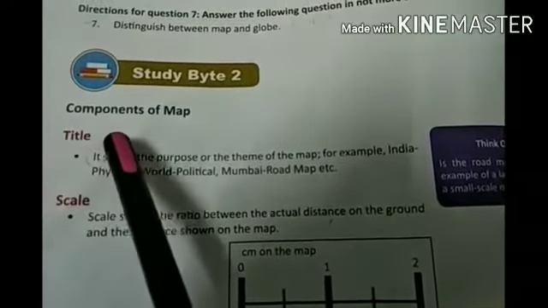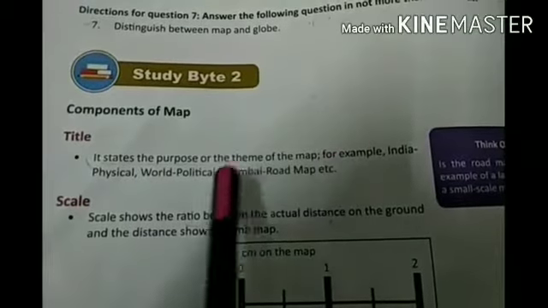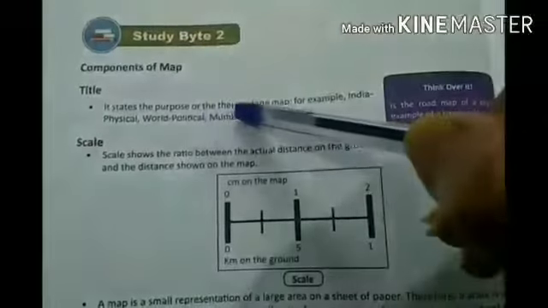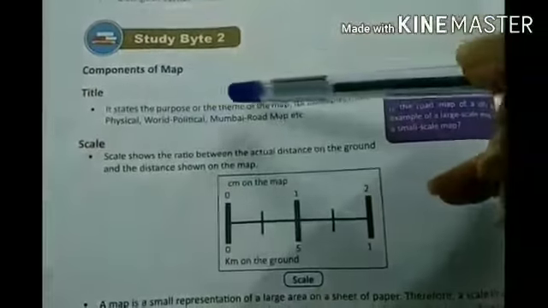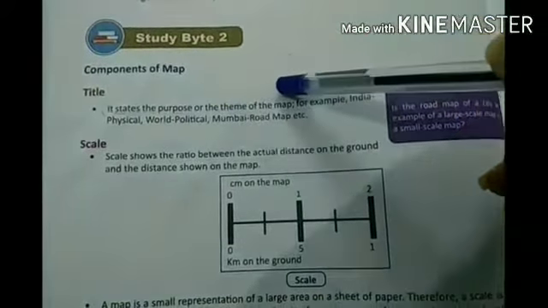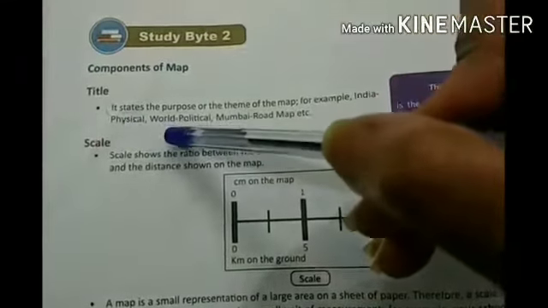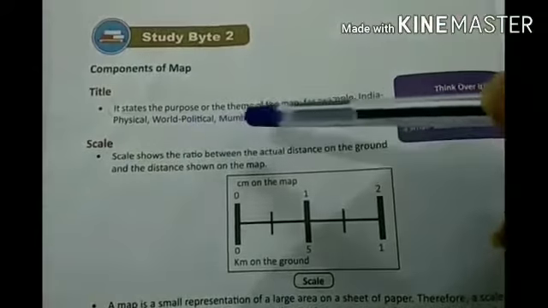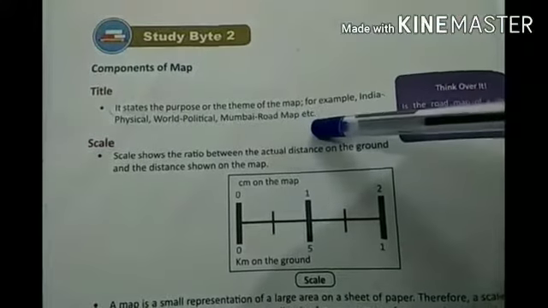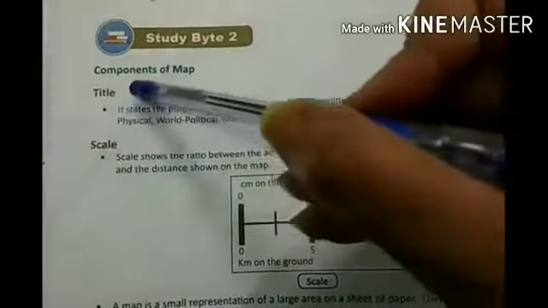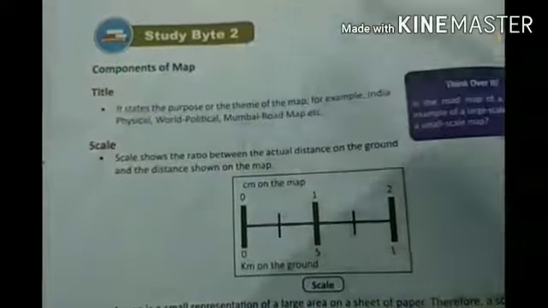So this is a title which is given to the map. Okay, children. Purpose or the theme of the map. As the name suggests, title means heading. It is the theme of the map. For example, India physical, World political, Mumbai road map, etc. That means the title is the theme of the map.